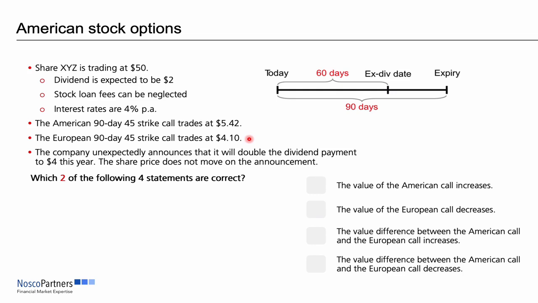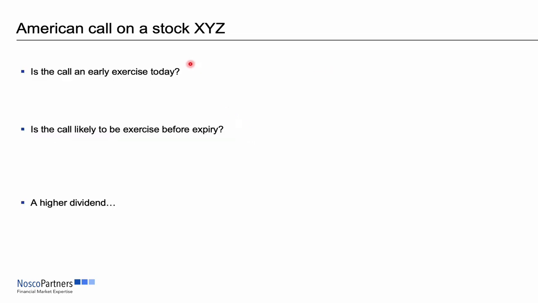The American option trades for 5.42, so it trades above parity to spot. And now let me go to the next slide. I summarized some facts on the next slide.